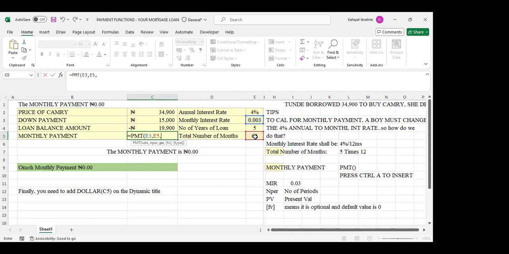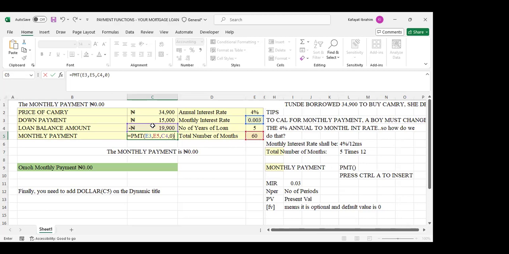Now, the last thing we are picking is the loan balance, 19,900, because the interest is on the loan balance, not on the entire price. Then you return false, which is 0, to get your perfect answer. Comma, return 0. Type 0 here. We close the bracket. Now don't press the enter button yet.